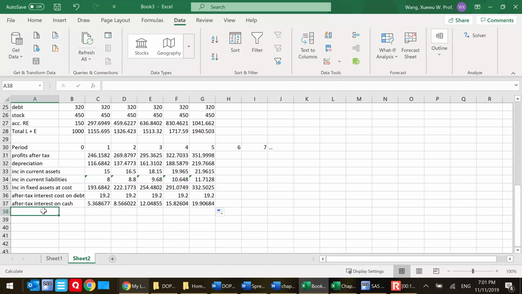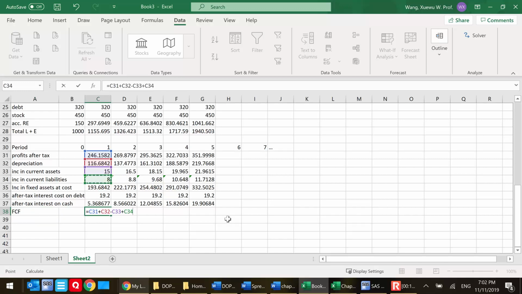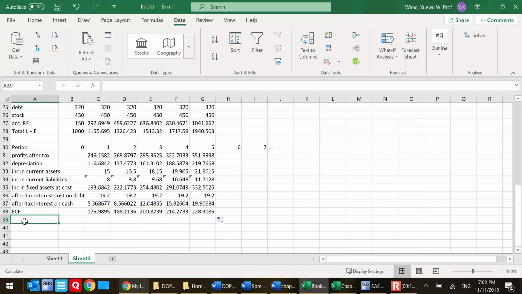I have the after-tax cost of interest. Okay, all right, so I'm ready to calculate the free cash flow, and this is equal to the profits after tax, put back depreciation, minus increase in current assets, plus increase in current liabilities, minus increase in fixed assets at cost, plus after-tax cost of interest on debt, minus after-tax cost of interest on cash. So that's 175.9895. Copy this across. I get the free cash flow for the other 4 years.